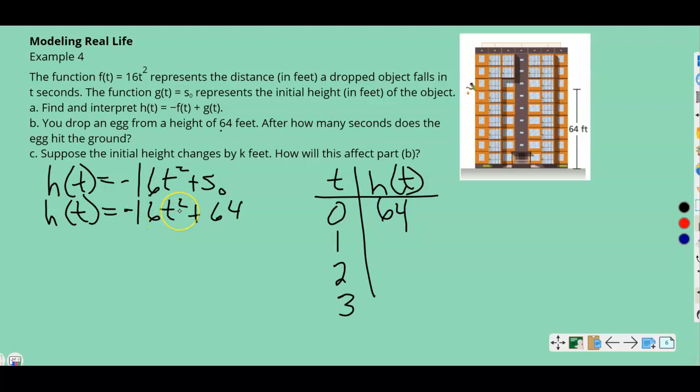1 squared is 1. Negative 16 times 1 is negative 16. And then add that to 64, and you get 48. 2 seconds. So 2 squared is 4. 4 times negative 16 is negative 64. Negative 64 plus 64 is 0. So we don't even have to go to 3 seconds. We know that after 2 seconds, the egg is going to hit the ground.